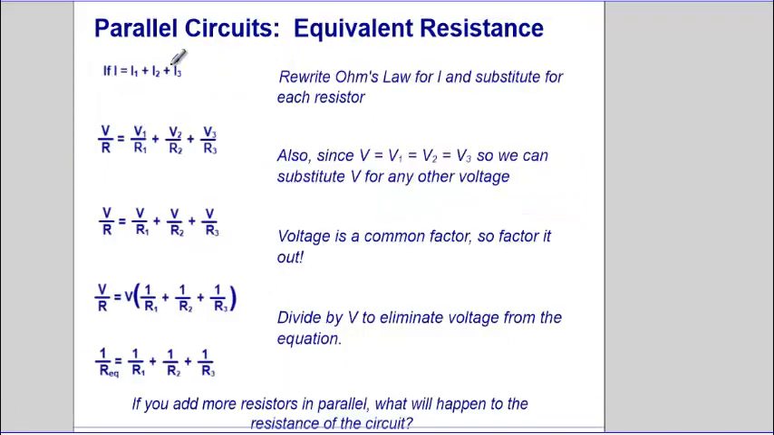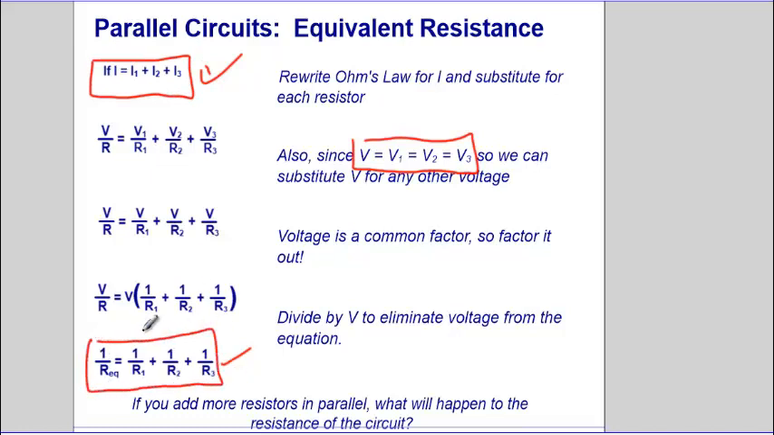So if we look here, there's a set of rules. First of all, current breaks, and then because current here is V over R, we end up with an equation for total resistance is 1 over R. So again, voltage everywhere is the same. That's an important equation. Current everywhere splits, and this is a new and unusual equation that we're going to apply to find the total resistance.